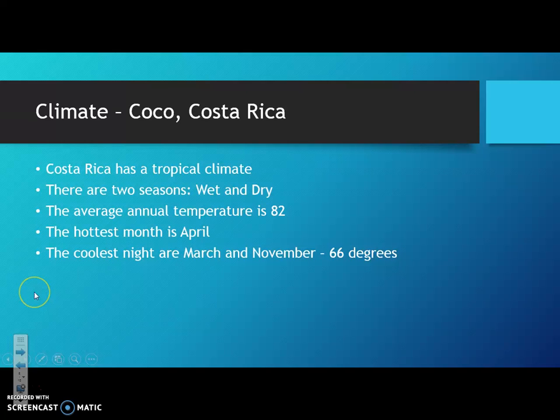Now, the climate. This is a nice part of Costa Rica. Costa Rica is a tropical climate, and there are 2 seasons. It's either wet or it's dry. That means it rains a lot or it doesn't rain very much. The average annual temperature, 82 degrees. Now, that is not during the daytime. They take the hottest days and the coolest nights, and then they come up with the average. The hottest month is April, and it can get up to about 100 degrees Fahrenheit. But in March and November, the nights will get down to 66 degrees. So it is a nice tropical climate year-round.